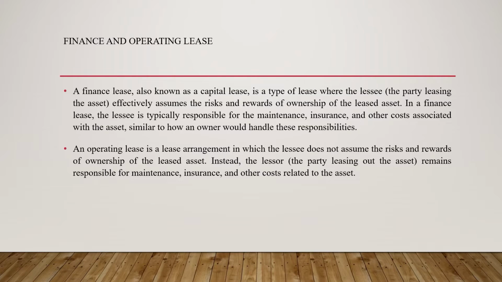In terms of accounting treatment, traditionally, operating leases allowed lessees to keep the leased assets off their balance sheets. Instead of recognizing the leased asset and liability, only lease payments were expensed on the income statement. In case of operating lease, the lessee recognizes lease payment as operating expense on the income statement over the lease term.